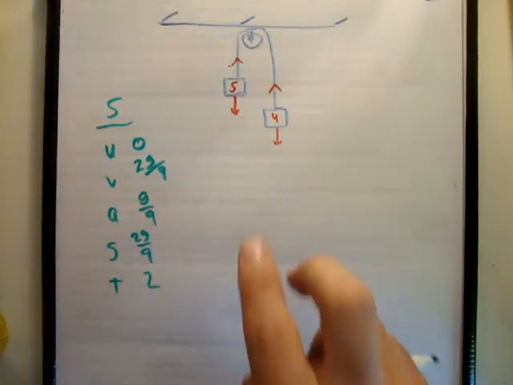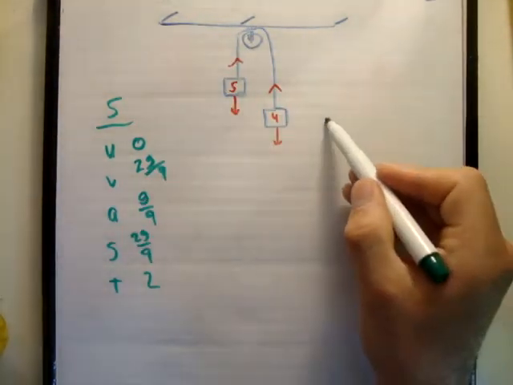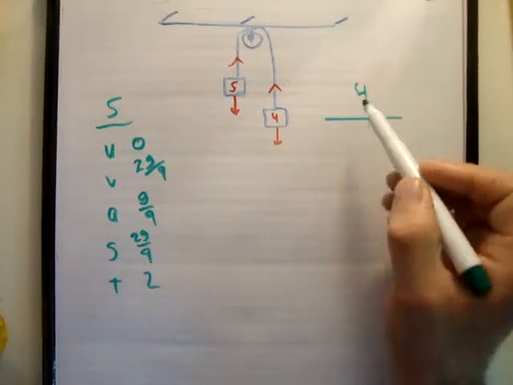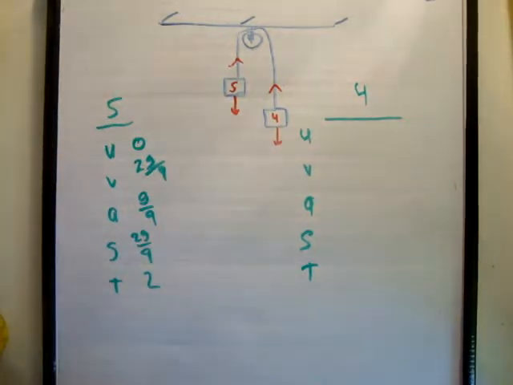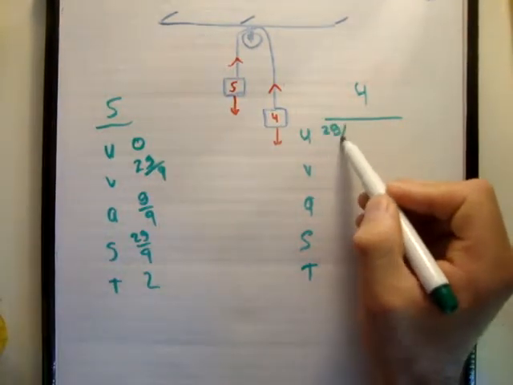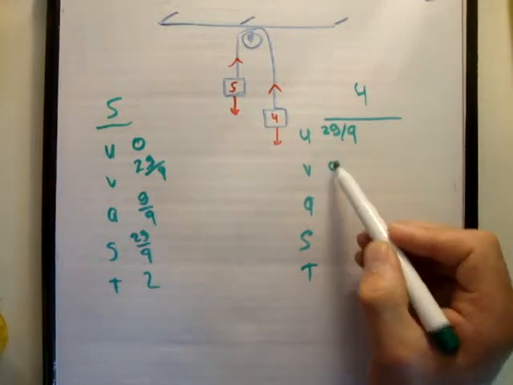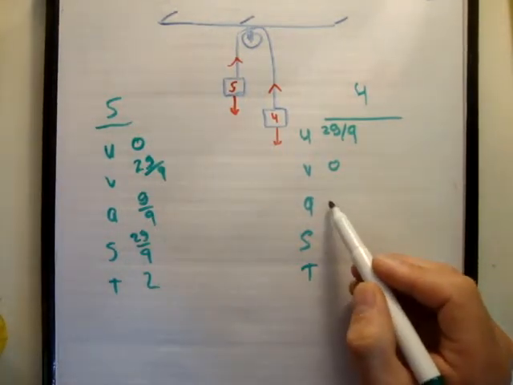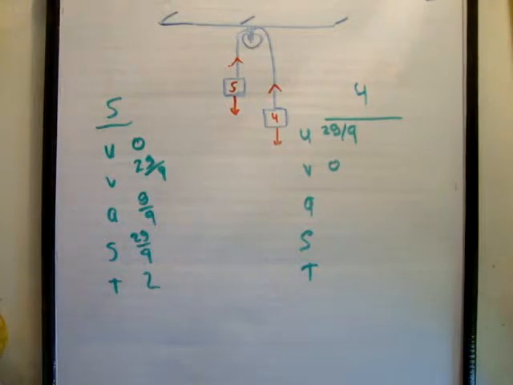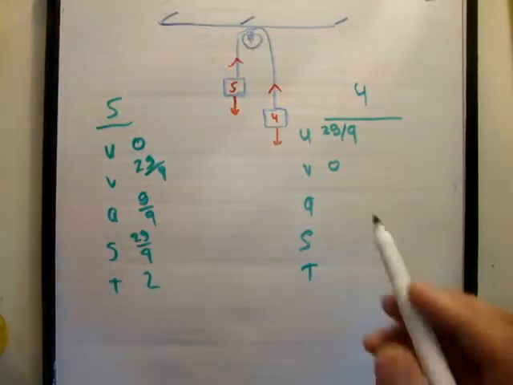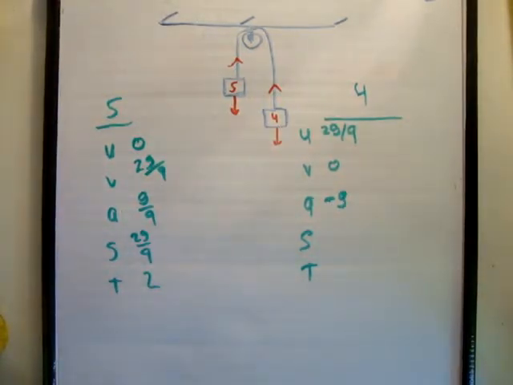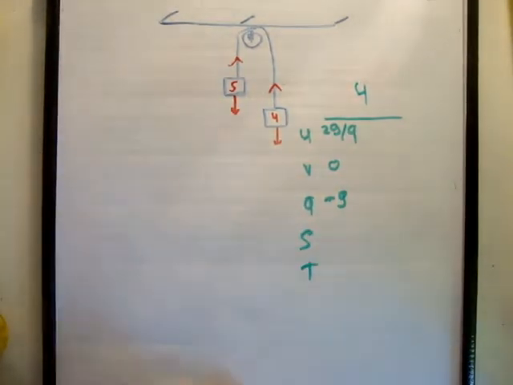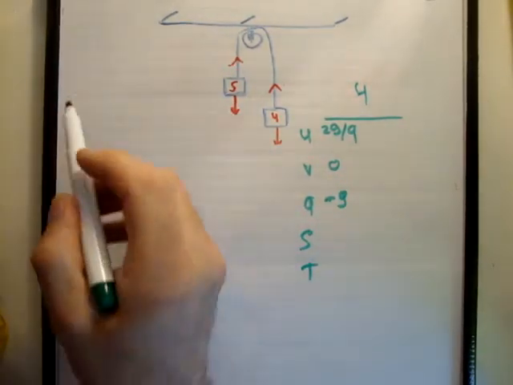Now obviously when the 4 kilo mass is moving with it, the 4 kilo mass also has that same velocity. But we're asked what happens after it's been released. So its initial velocity is going to be 2g over 9, and we want it to come to rest. The deceleration is going to be gravity. Gravity is decelerating it, and we want to find the distance. How much further will it move? So I'm going to get rid of the information for our 5 kilo mass.